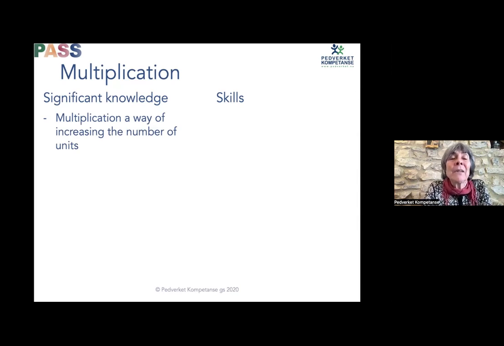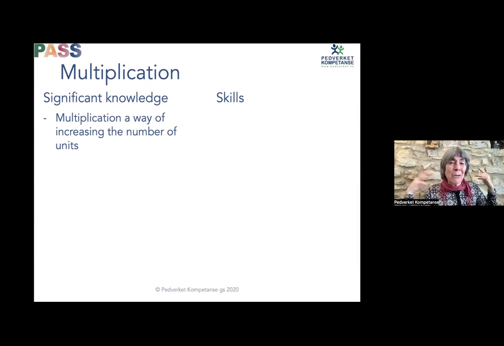Multiplication is a way of increasing the number of units. And if I stopped before, and if I said that multiplication is a way of increasing the number, then mathematicians would immediately raise their hand against me and say, no, that's not true. Because when you have units smaller than 1, that doesn't happen. Then the number becomes smaller. But when I add units, I've kind of secured my bet.